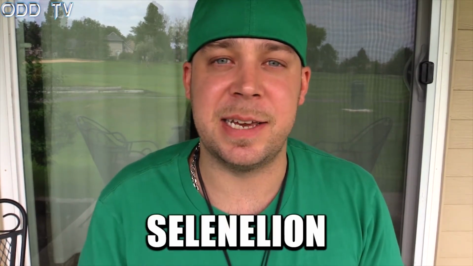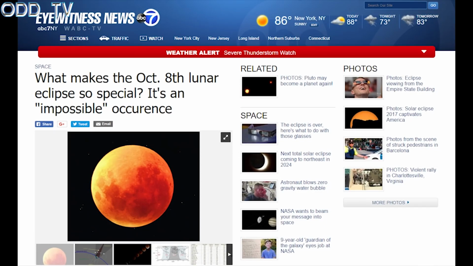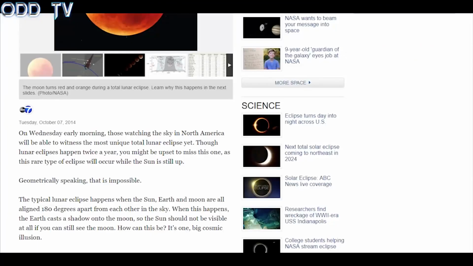It's called a stellium. And you can find websites that'll tell you. There, I'll show you one right here. What makes October 8th lunar eclipse so special? It's an impossible occurrence. It says, on Wednesday early morning, those watching the sky in North America will be able to witness the most unique total lunar eclipse yet. Though lunar eclipses happen twice a year, you might be upset to miss this one, as this rare type of eclipse will occur while the sun is still up.